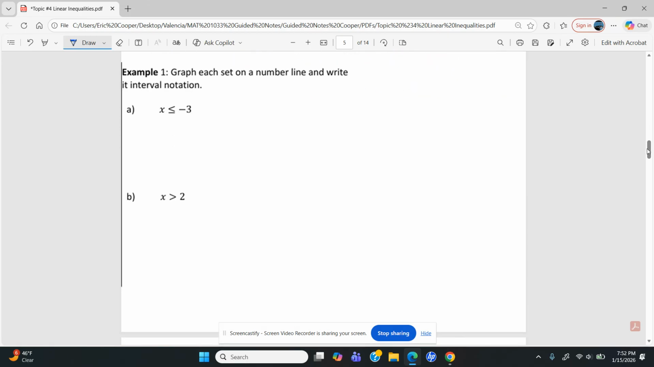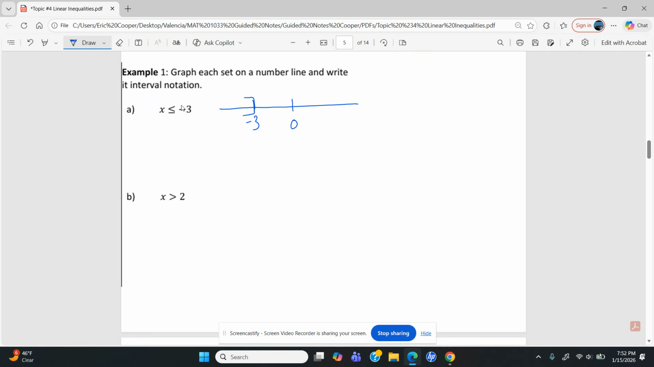Let's go ahead and graph each of these values, as well as write the answers in interval notation. First, we want to do x is less than or equal to -3. So I'll start with the number line, and I have 0, and I know -3 is to the left of it because it's smaller than 0. It says x is less than or equal to, so I will put a bracket here.